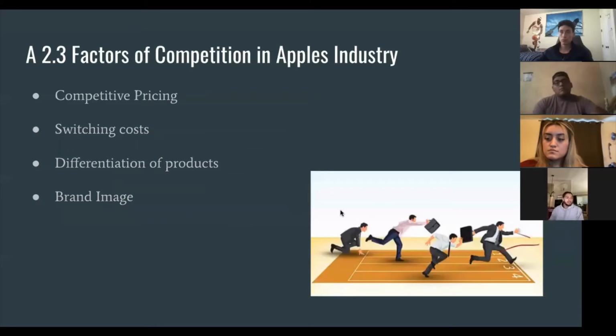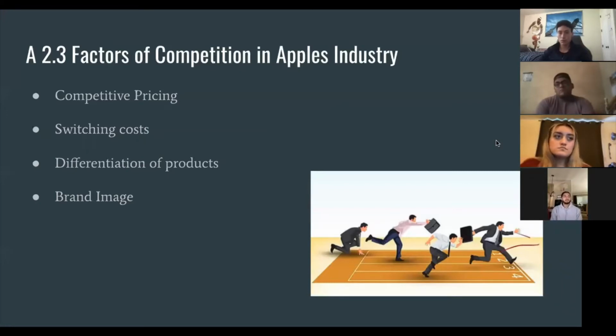Factors of competition. Competitive pricing is one of the main factors because of how important the cost of an item is to customers. Often competitors have similarly priced items, as they know this alone could be where they lose in terms of consumers' choice. Switching costs are a huge factor of competition because people like to save money.